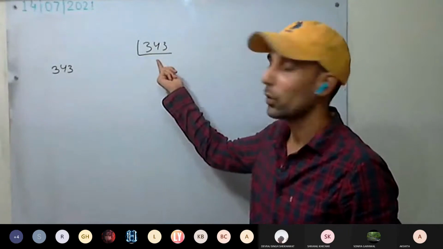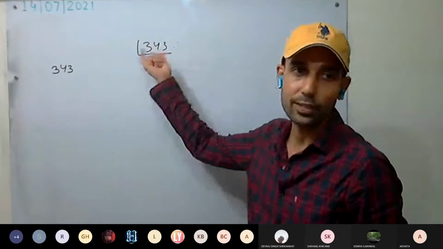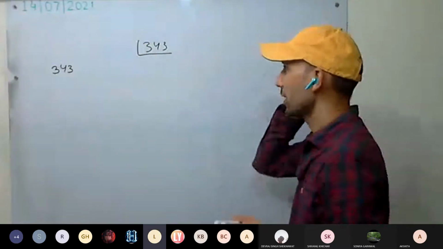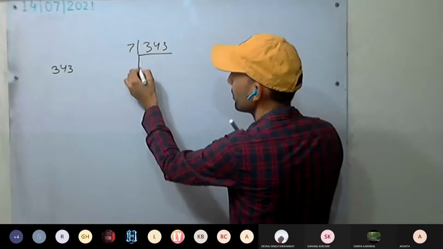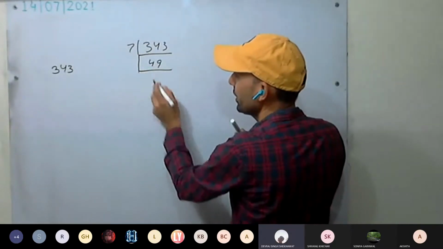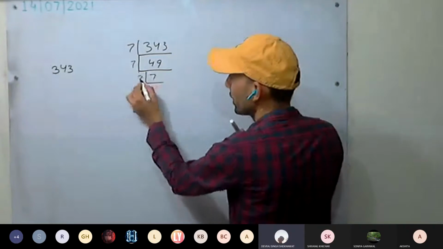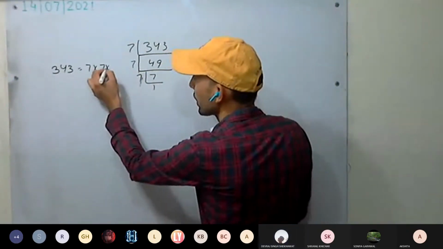Even numbers it won't go. Odd numbers you can check. With 3, the sum of digits is not divisible. Not go. 5, we don't have the last digit. Check with 7. Okay. So 7, how much will come here? 49. 7, 7, 7. 7. 1. Okay, this is equal to 7 into 7 into 7.